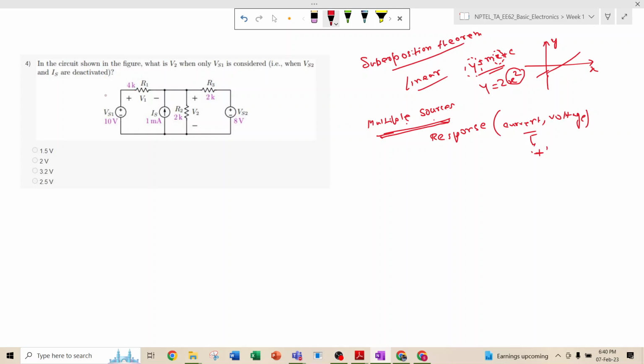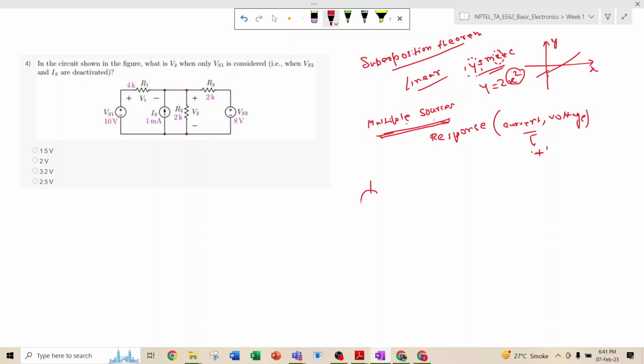Here they are asking the same thing: in the circuit shown in the figure, what is V2, the voltage across this element, when only Vs1 is considered? So what will be V2? Vs2 and Is are deactivated. I have already discussed that when the voltage source Vs2 is deactivated, it becomes a short circuit, and when the current source is deactivated, it becomes an open circuit. So I am drawing the diagram with Vs1 activated and the rest deactivated.